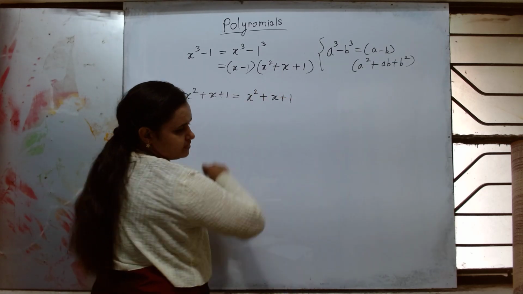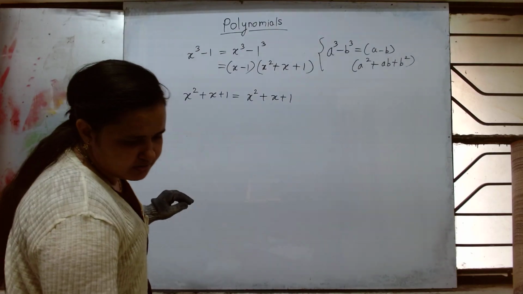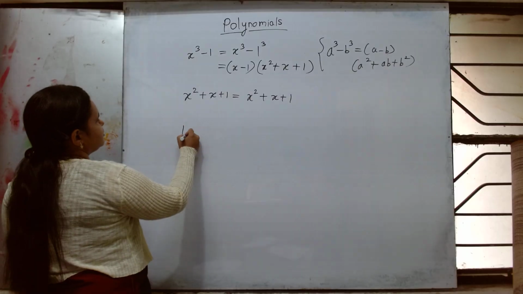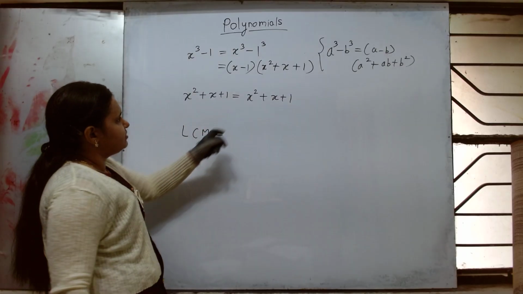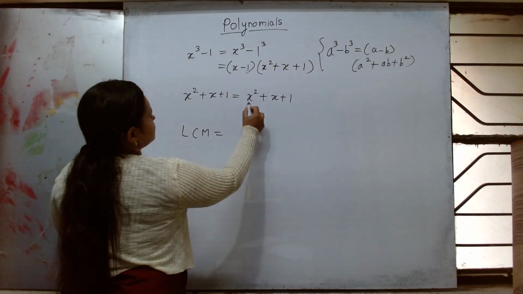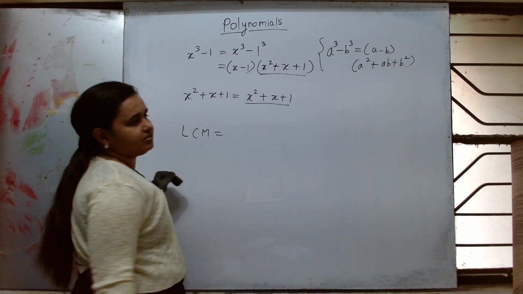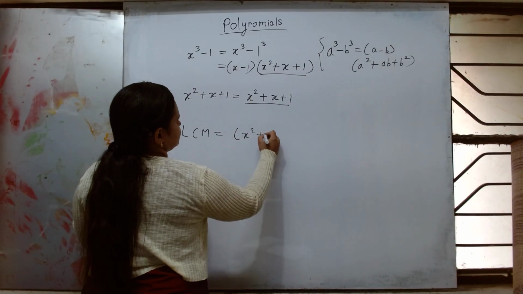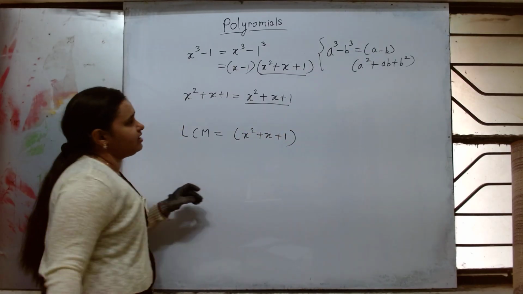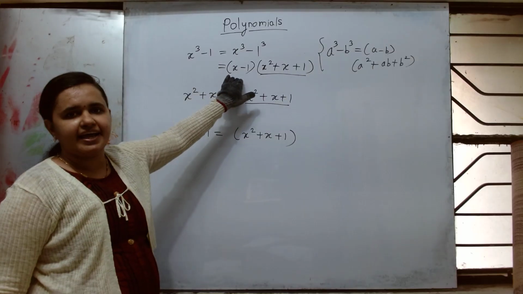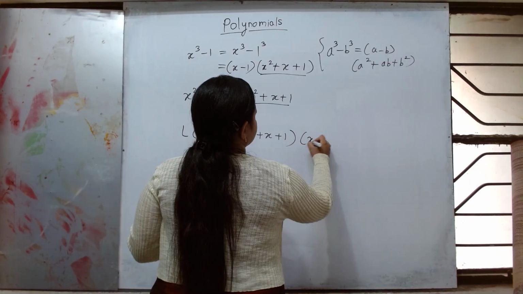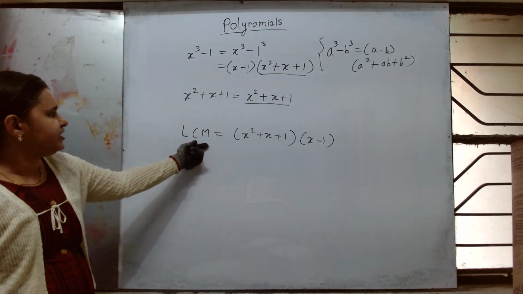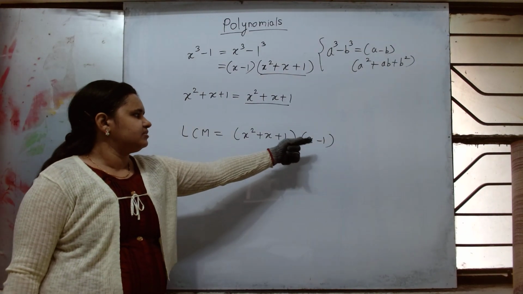Now we have to find the LCM. So for the LCM, first find the common ones. These and these are common. So common we will write only one time. And then the uncommon factors. The uncommon factor is x minus 1. Now we have got the LCM as x square plus x plus 1 into x minus 1.